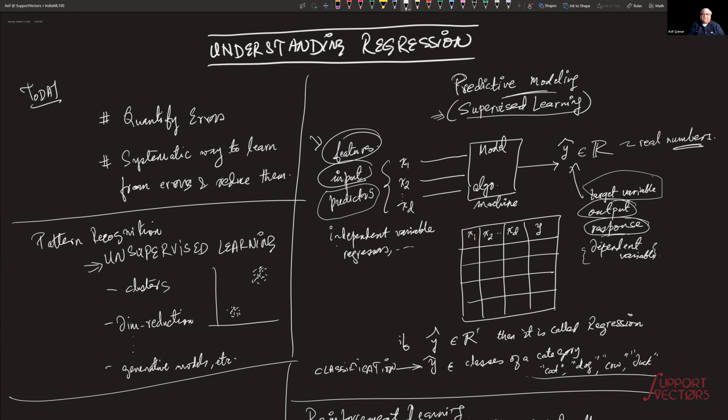And then there are generative models and many things, very interesting sorts of model. So these sort of algorithms are called unsupervised learning, because there is no training of the model. The model gets the data and recognizes patterns and tells you about it. It does not after that go and make any predictions as such. So that is unsupervised learning.